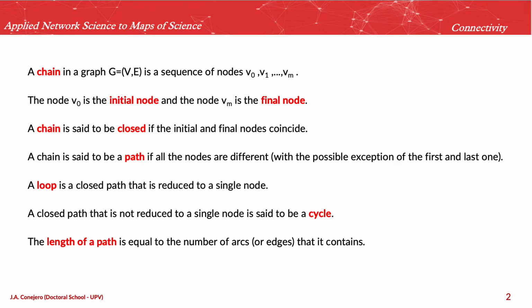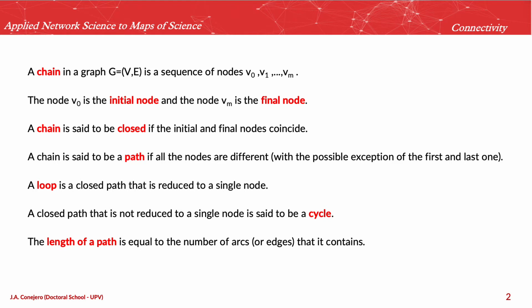First, we denote a chain by a sequence of nodes starting from B0 up to Bm. We have to note that these numbers needn't be the numbers that we use for enumerating nodes in the definition of a graph. These are particular nodes that are listed and we are following one after the other. And this is possible if consecutive nodes are connected by an edge or an arc. The first node, B0, is the initial node, and the last one, Bm, is the final node. A chain is closed if the initial and final nodes coincide.